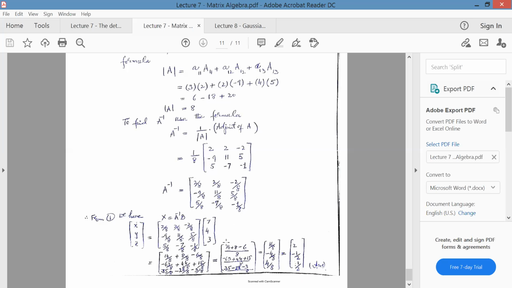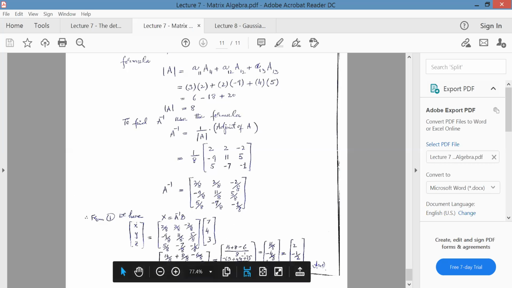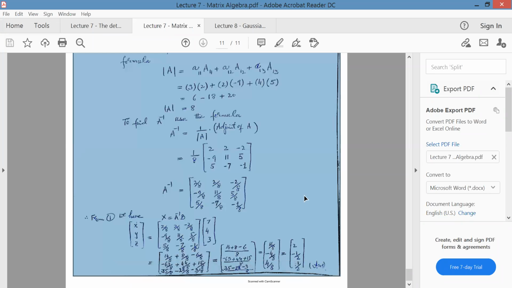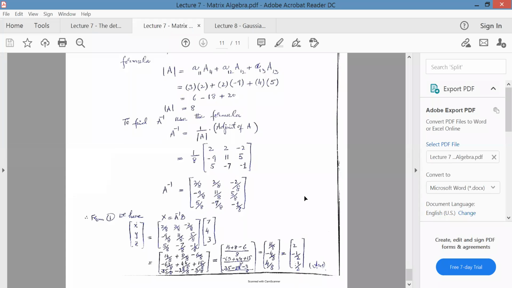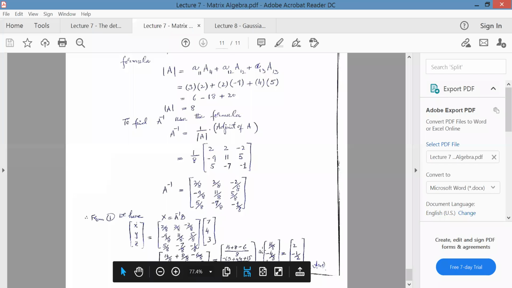After getting that, 18 plus 4 minus 6 upon 8, this will become 16 by 8, and finally 16 by 8 is 2. Next value is minus 4 by 8, it's minus 1 by 2. The last value is plus 4 by 8, will be plus 1 by 2. So what is x? देखिए, first term is x, here the first term is 2. X is 2, y is what? Minus 1 by 2. Z will be what? Plus 1 by 2. Right now, separately इसको लिख लीजिए.